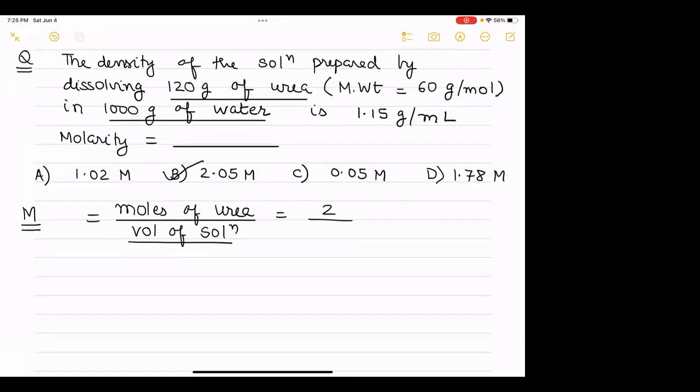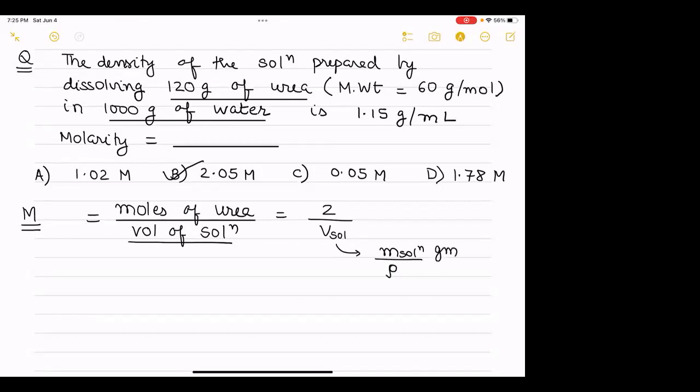And the volume. For volume, what do you need? The volume of the solution. So don't take the volume of water only. You need the volume of the solution. So the volume is V solution. How can you get it? It is the total mass of the solution divided by density.